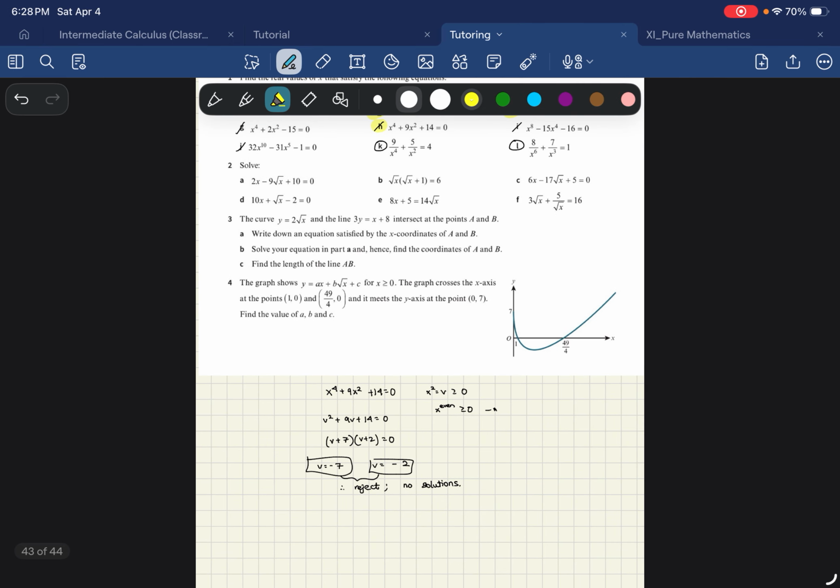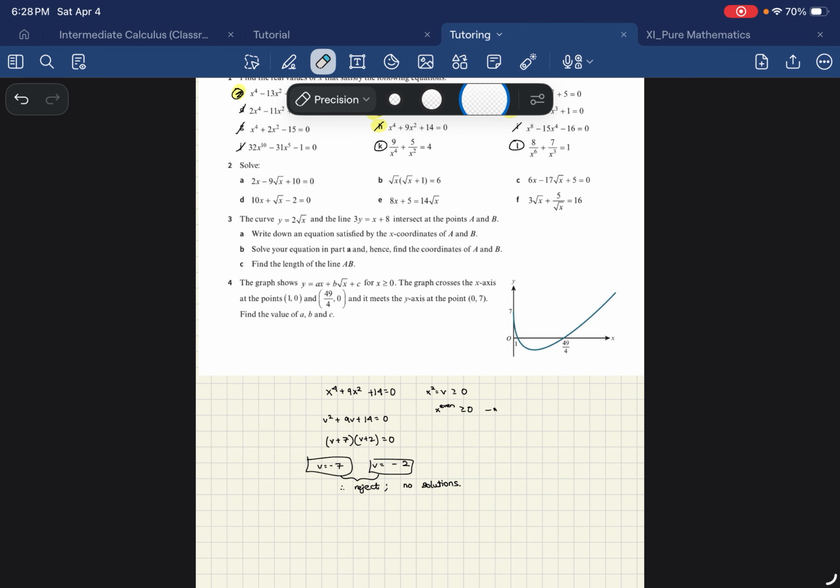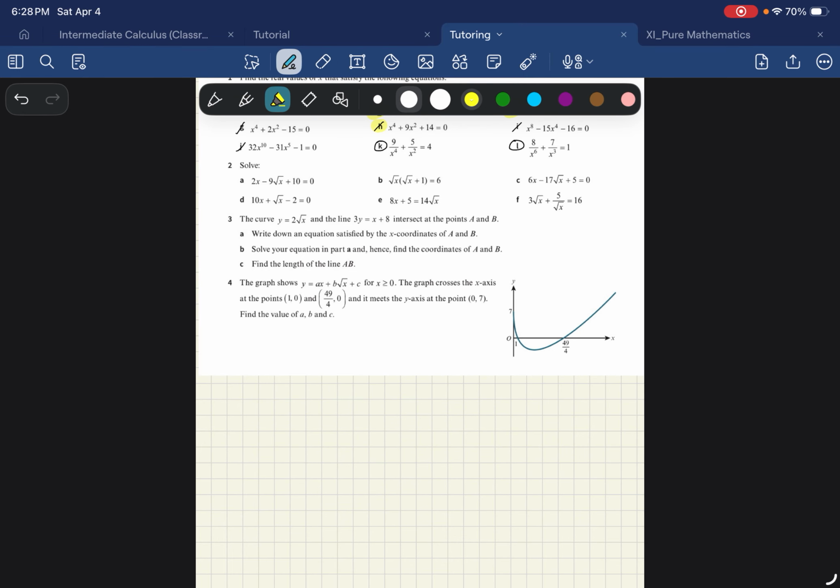And we have discussed the reason why we have no solutions here. So that is why you want to be careful. If it's a negative solution, you reject it immediately, especially when it's an even power of x.